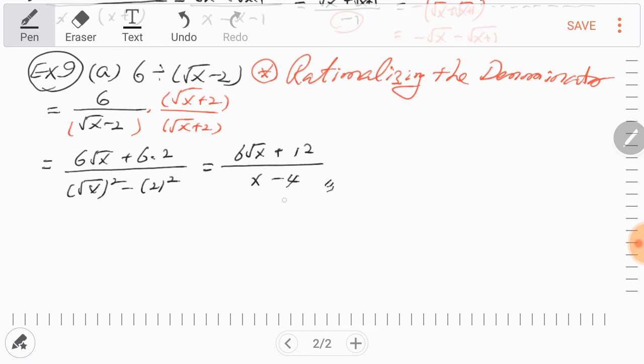That's it. Okay, let's try the next one. 2 minus square root of 3 over a denominator of square root of 6 plus square root of 2. So let's rationalize the denominator.